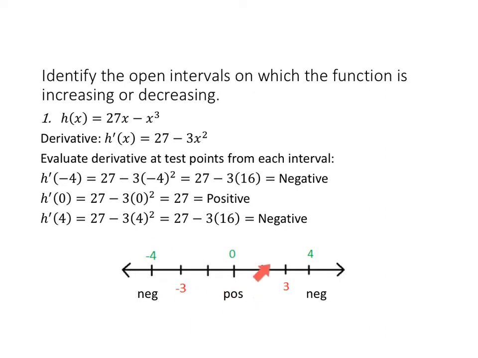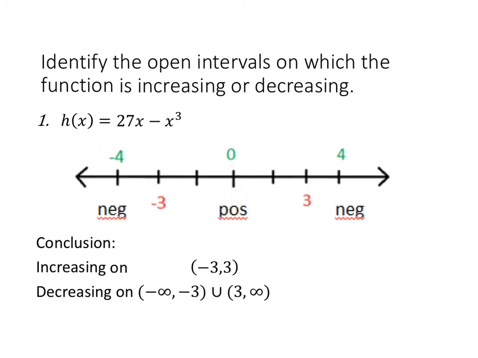Between -3 and 3, the derivative is always positive. And from 3 to infinity, the derivative is always negative again. So if we wanted to, we could draw what's going on here. Maybe I'll use green. Negative, so we know we're decreasing. Positive, so we know we're increasing. And then negative again, we know we're decreasing.